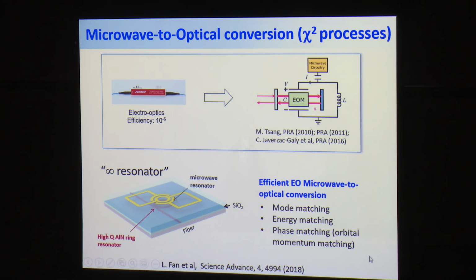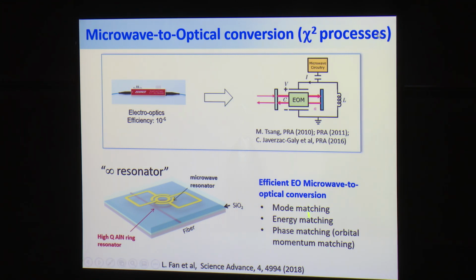So what you see over here, buried, is an aluminum nitride microring resonator with a radius of 100 microns. And there's a layer of silicon dioxide glass. On top of that, we deposit a superconducting microwave resonator. It takes a very weird shape. We call it an infinity resonator, it looks like a simple infinity symbol, right? And this device actually allows us to achieve phase matching between the microwave and optical mode.